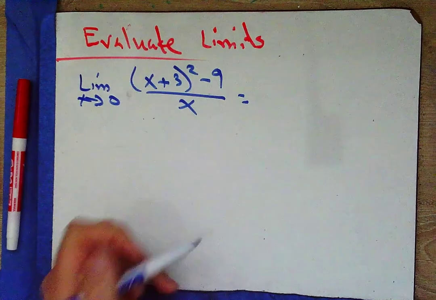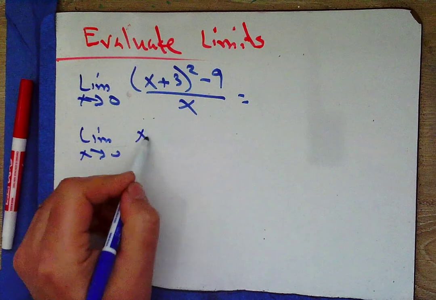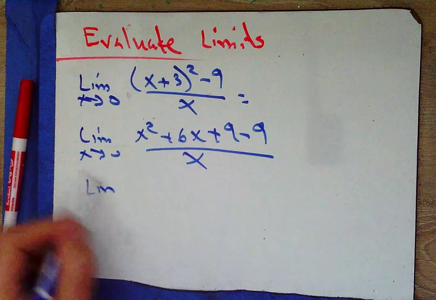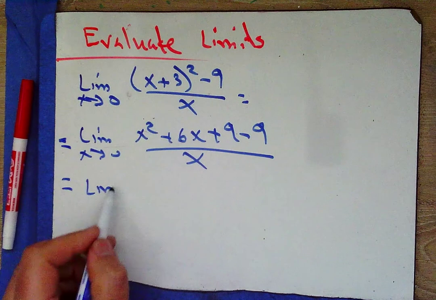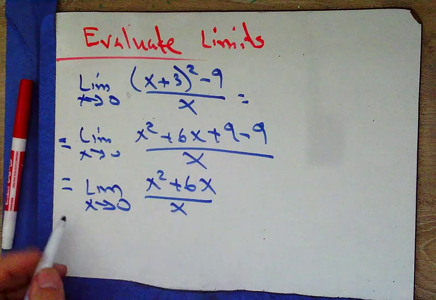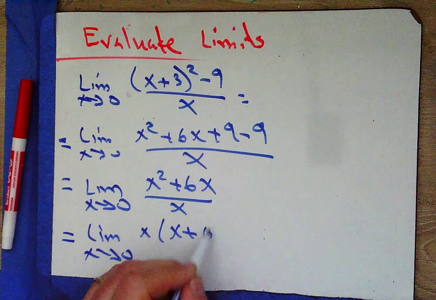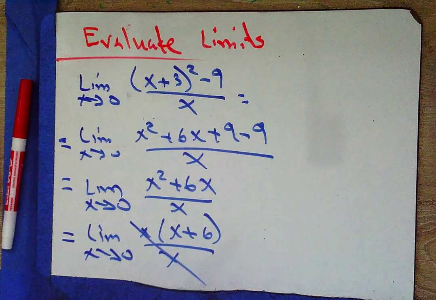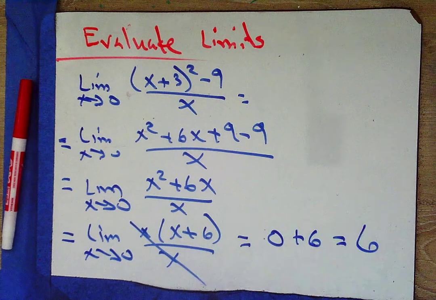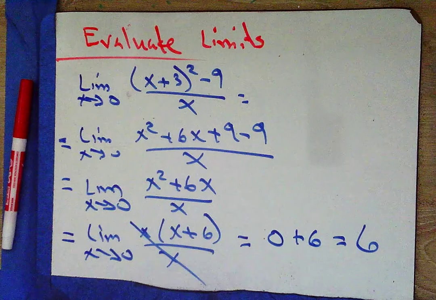Until you do direct substitution, you have to keep writing the limit as x approaches 0 of x² + 6x + 9 − 9 over x, and that was equal to the limit as x approaches 0 of x² + 6x over x, and then that's equal to the limit as x approaches 0 of x over x + 6. We cancel those out, and now I'm ready to do direct substitution, and so that equals 0 + 6 or 6. Only once you've done the direct substitution can you get rid of the limit notation.